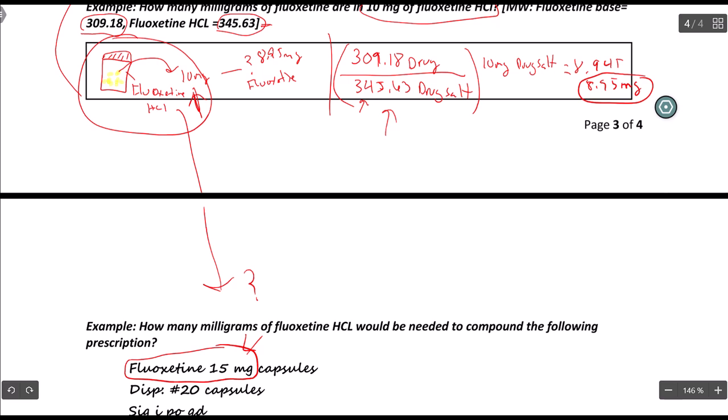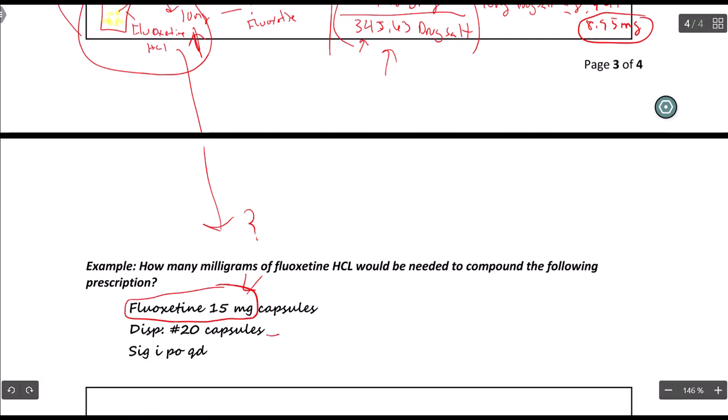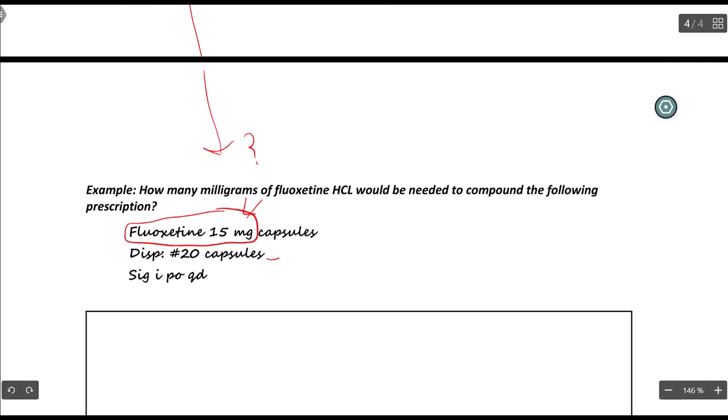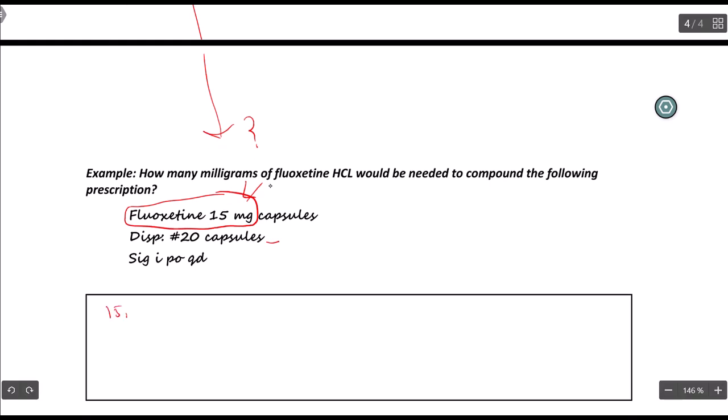So first, let's figure out how much fluoxetine you need. You need 15 milligrams of fluoxetine. Actually, I should label this drug to make it a little bit easier. This is how much drug you need per one capsule. We want to make 20 capsules. So we need 300 milligrams of fluoxetine, or the drug, the base. So now how much of this salt form of the drug do we have to weigh out?